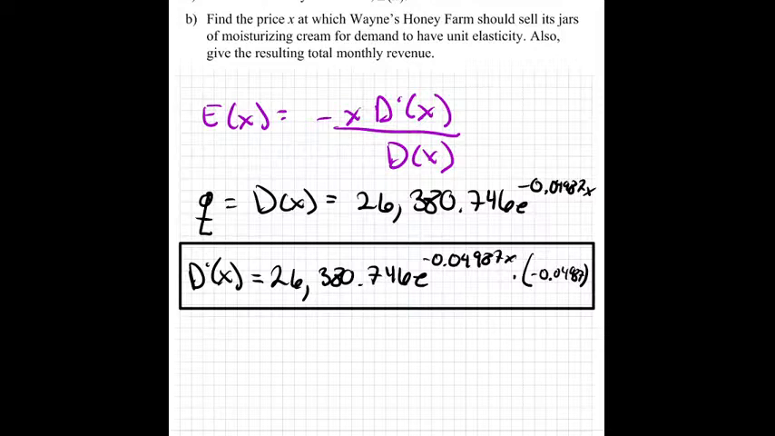And then part B, find the price at which it should sell its jars of moisturizer for demand to have a unit elasticity. So basically, we want to maximize the total revenue. Also give the resulting total. Okay, that's fine. So yeah, basically set it equal to 1 and solve. And let's start on the next page.